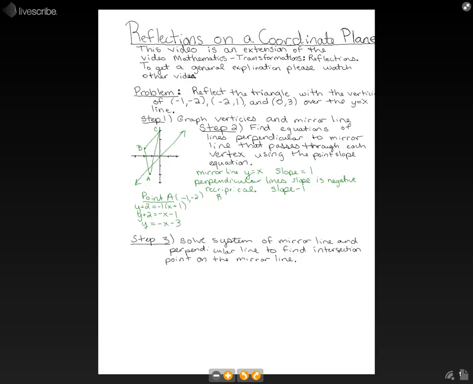We're going to go through and do this for point B, which has the coordinate of (-2, 1). I'm just following the same steps as before, putting into point slope form and simplifying it. Same with point C.